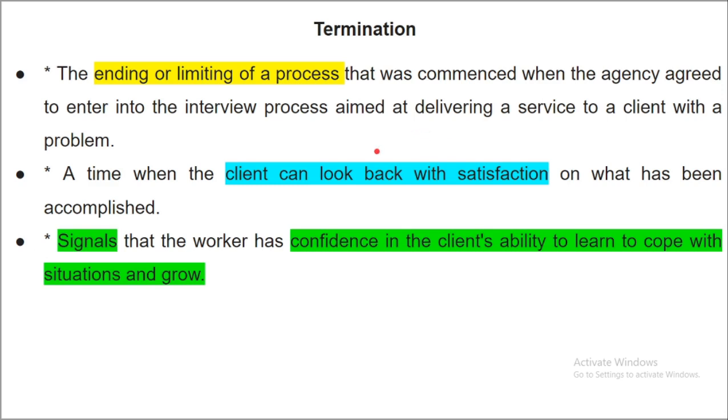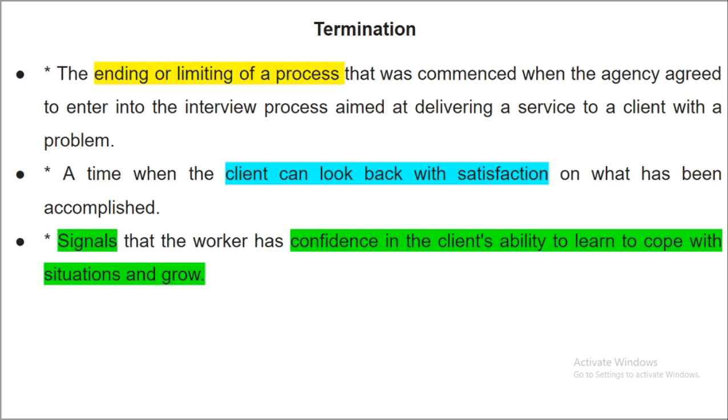A time when the client can look back with satisfaction on what he has accomplished. In that stage, the client must feel satisfied that the problem he was facing earlier has been solved, or he has attained the objectives or goals of the reason he came here. Now the last point, that signals that the worker has confidence in the client's ability to learn, to cope with the situation and grow.